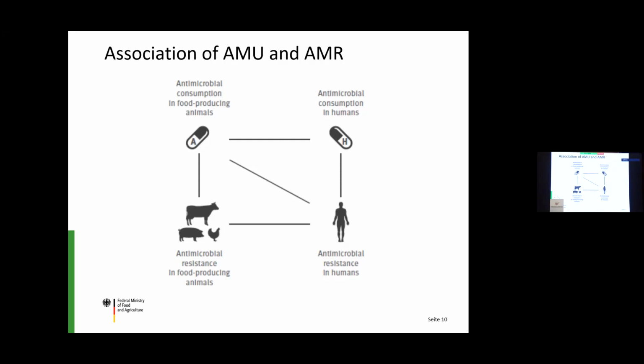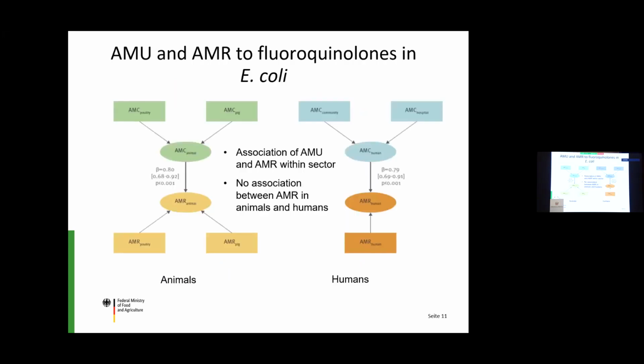Next slide, please. Very briefly, I will not go into very much detail. This is a flow chart which shows that looking at the AMU and AMR to fluoroquinolones in E. coli, we can identify that there is an association of both AMU and AMR within the sector, but no association between AMRs in animals and humans. And in comparison, now to the next slide, please.